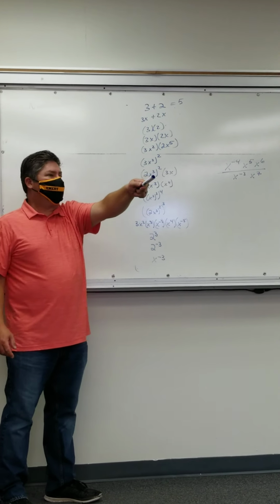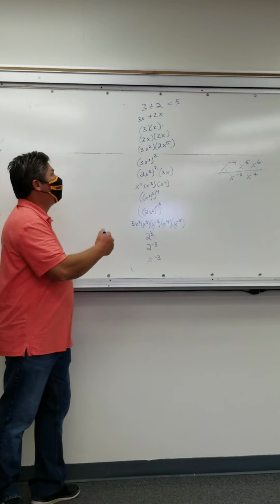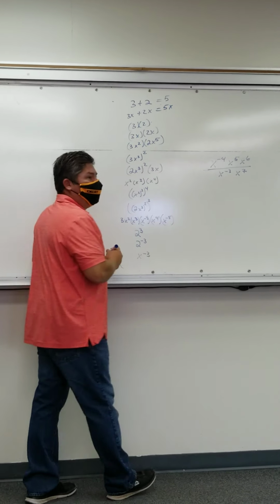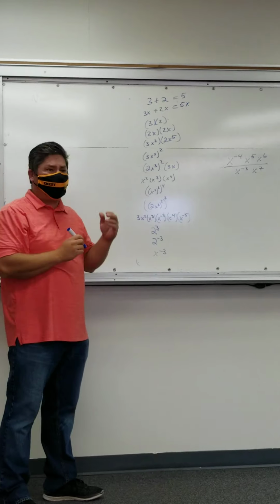What's this one? What's your name? Addison. Addison, what's this one? 5x. Are you sure it's not 5x squared? How come it's 5x, Addison?